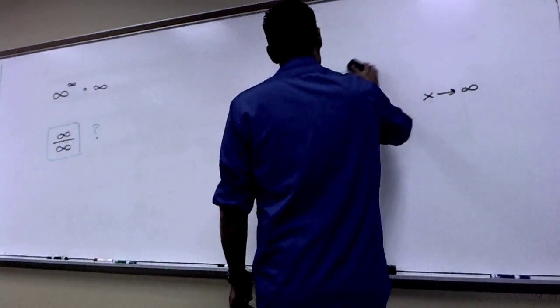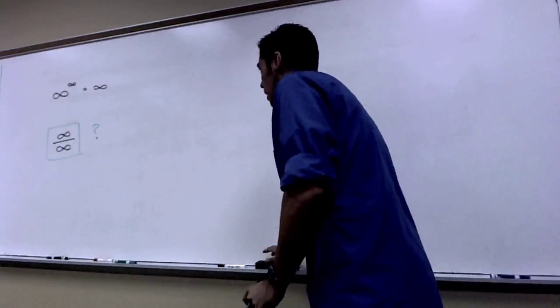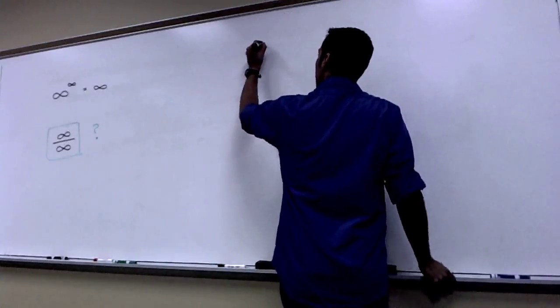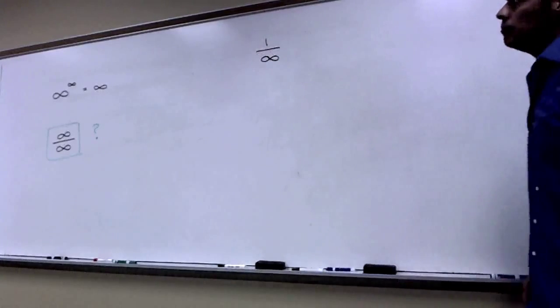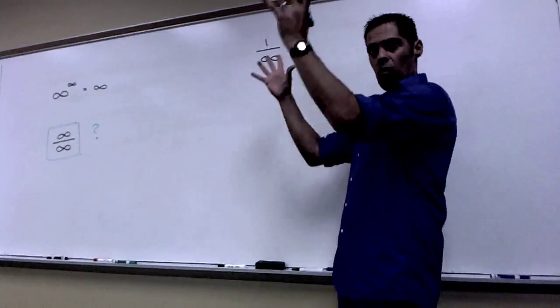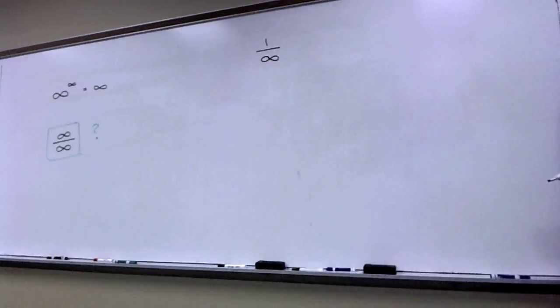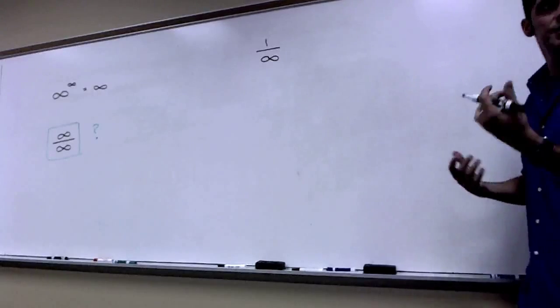Okay, let me throw another concept in here. What about something like this? 1 is a number, right? Fixed number. 1 divided by a number that gets arbitrarily large. So then it gets closer to 0. Gets smaller, smaller, smaller, smaller. Doesn't it? Now, does it ever actually reach 0?